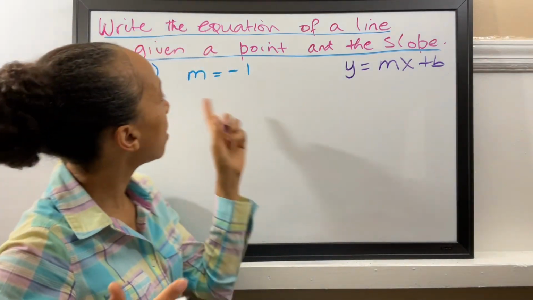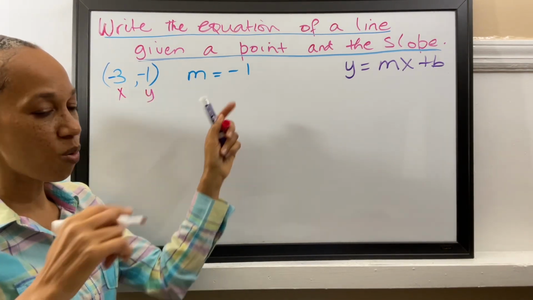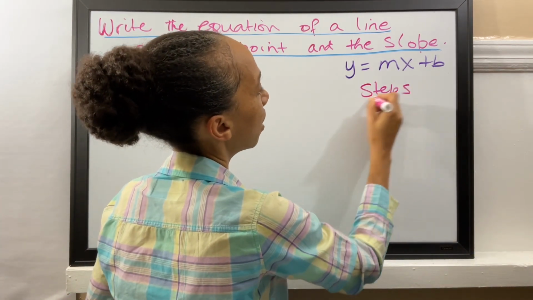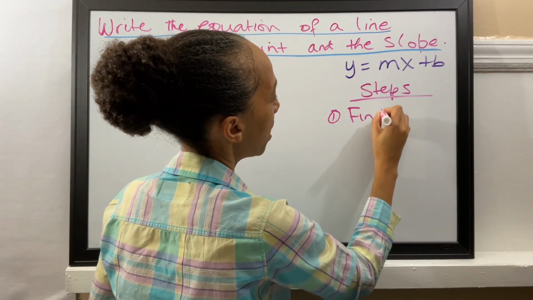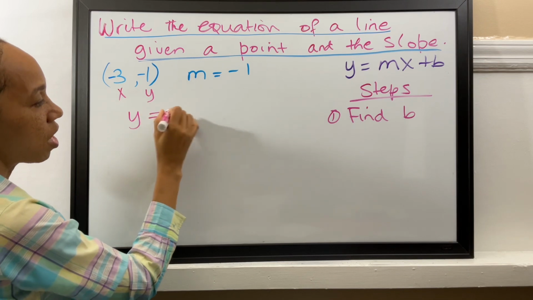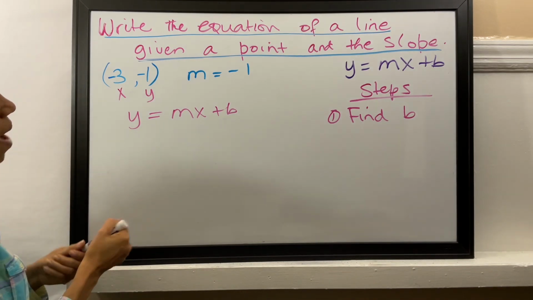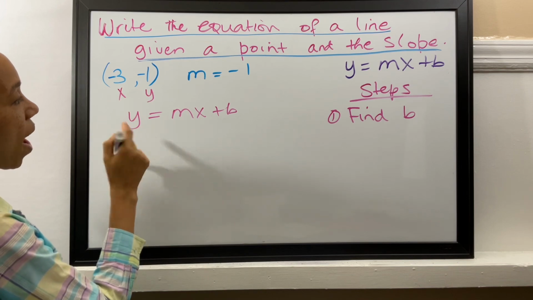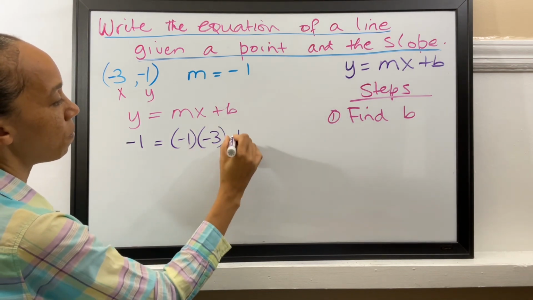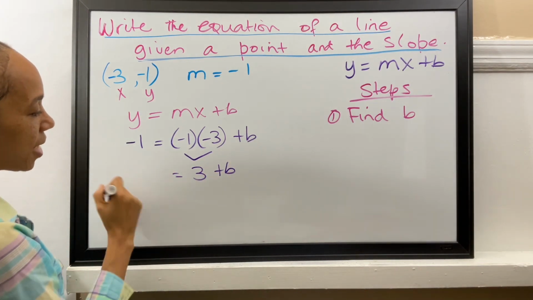Now, we are given one coordinate point, and we can label this as our x and our y, and this is our slope. The first step, step one, is that we are going to find this b. Step one is find b, meaning find the b value. So in order to do that, I'm going to first rewrite my slope-intercept form, y equals mx plus b. I'm now going to substitute my values here, my x and my y. So my y is -1, my slope is -1, and my x is -3 plus b. I'm now going to multiply this, and I'm going to get a +3 plus b, bring that down, and -1.